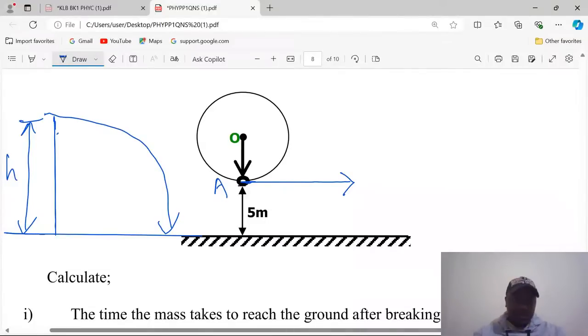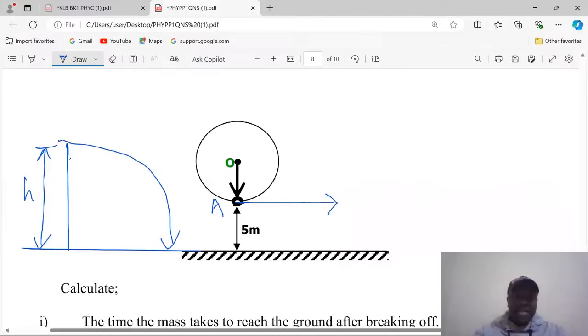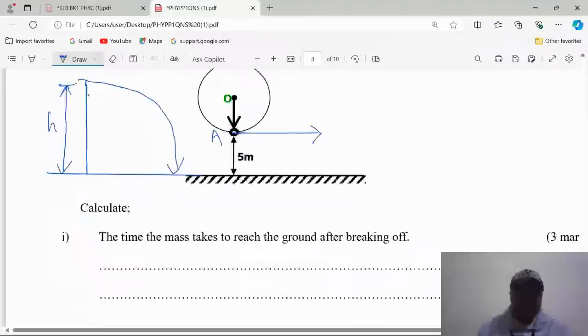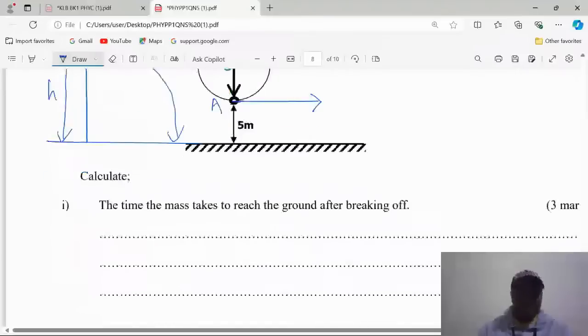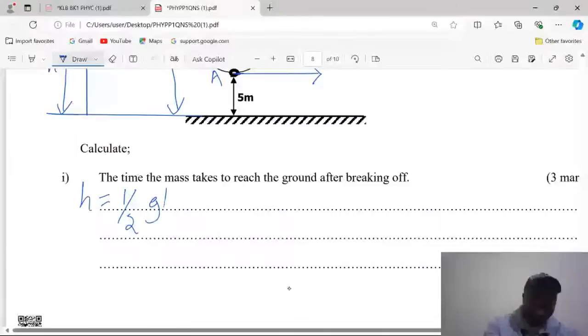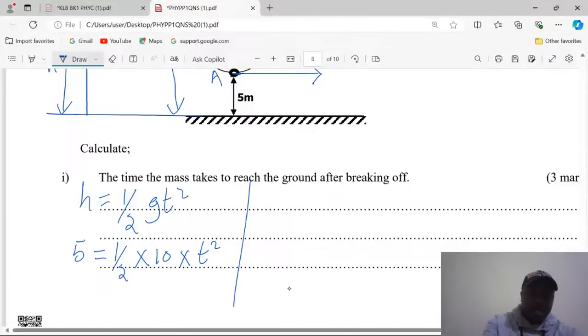And so we will say that there is a time t, which we don't know, and we can calculate that time first. The time the mass takes to reach the ground after breaking off. So height is usually given by half g t squared. So the height of 5 is given by half times a gravity of 10 multiplied by t squared. This equals 5t squared, that's after dividing by 2.